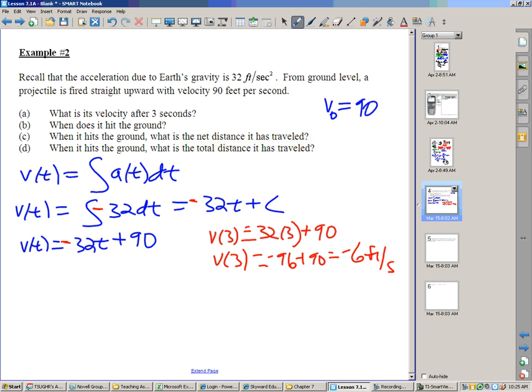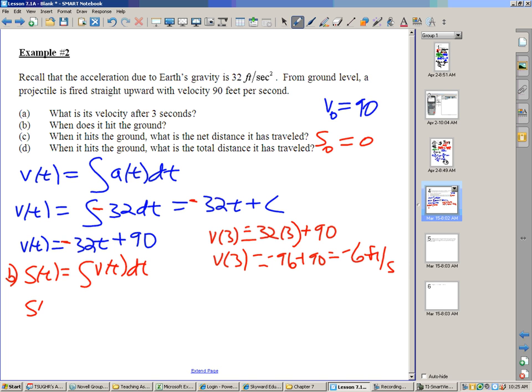When does it hit the ground? Well, it's going to hit the ground when the position is 0. So we need to figure out the position function. And it tells us that from ground level, so the position at time 0 is what? 0. So to get back to the position function, we have to integrate the velocity function.